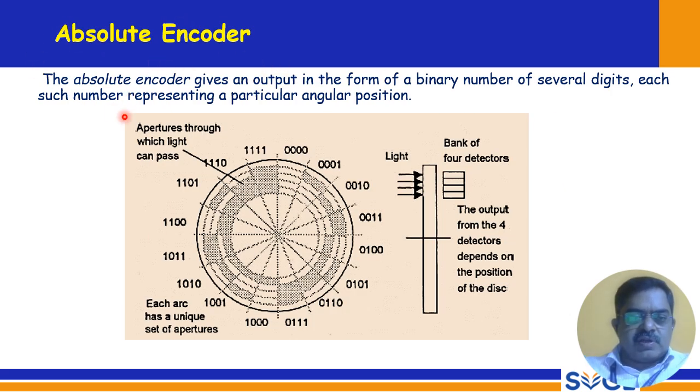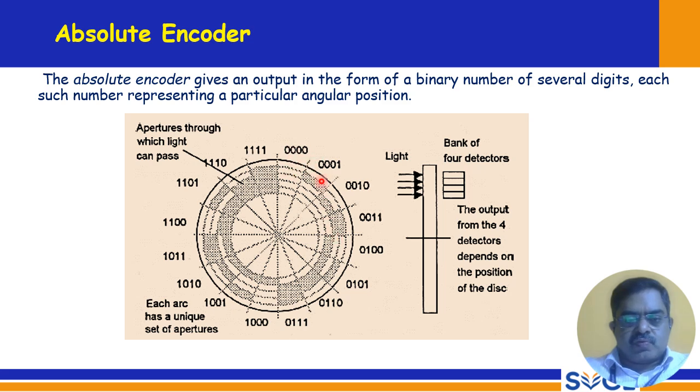This is the absolute encoder. The absolute encoder gives an output in the form of a binary number of several digits, each such number representing a particular angular position. Here the tracks are seen. You can see here, this is completely 0, and in one the light passes through, while the other three are in null position. Light is not passing through these, and the second one is open here. The first one and second one are open here. The first two are closed, the third one is open here. Like that you have grayscale. This is known as grayscale formation.